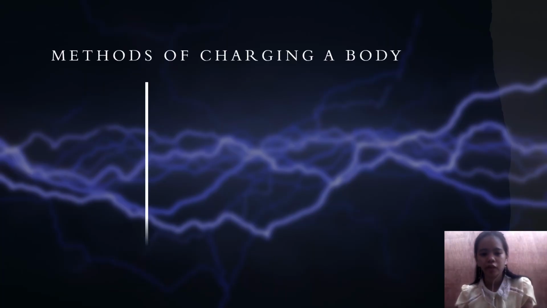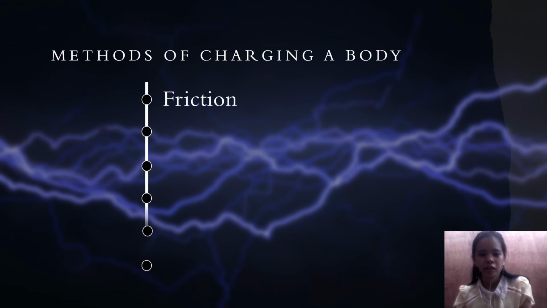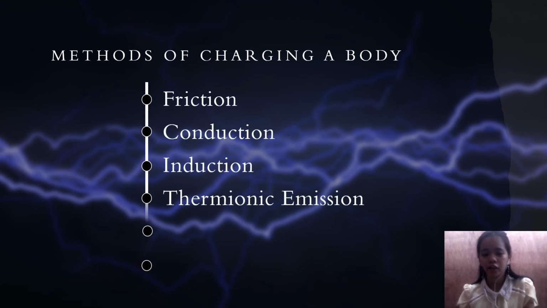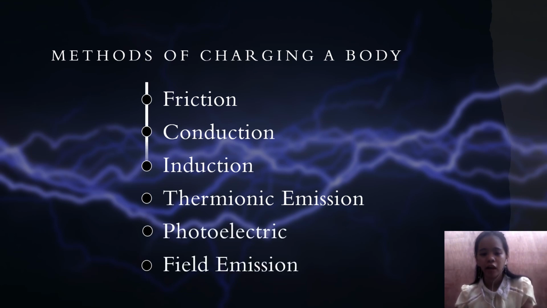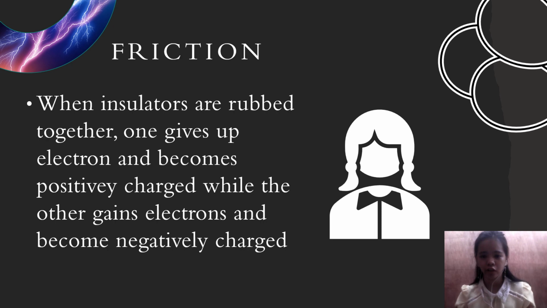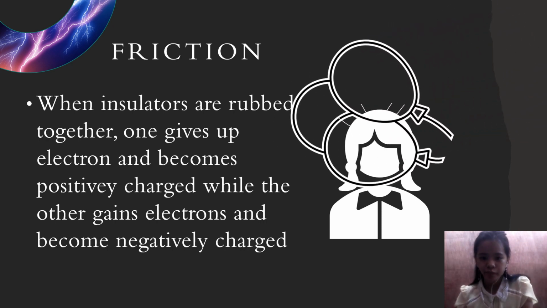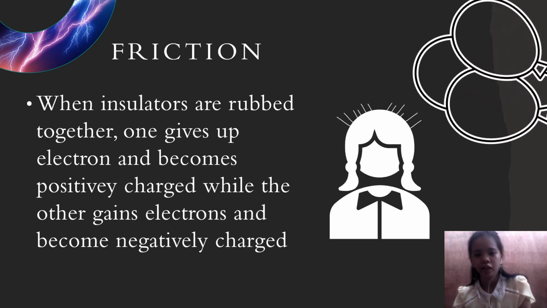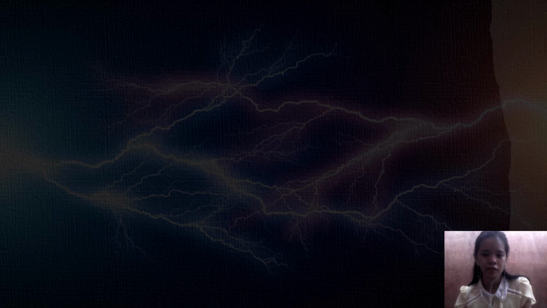So next is the methods of charging a body: friction, conduction, induction, thermionic emission, photoelectric, and kinetic. So let's talk about friction. When insulators are rubbed together, one loses electrons and becomes positively charged, while the other gains electrons and becomes negatively charged. So this is an example. See, there is some reaction when the balloon was rubbed in the hair: one became positive and the other became negative.